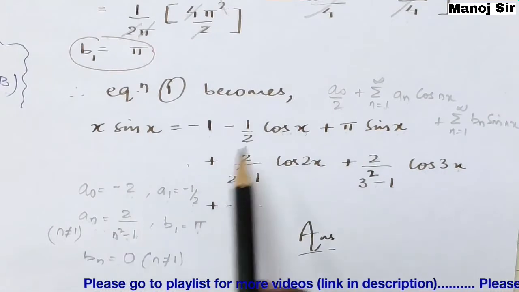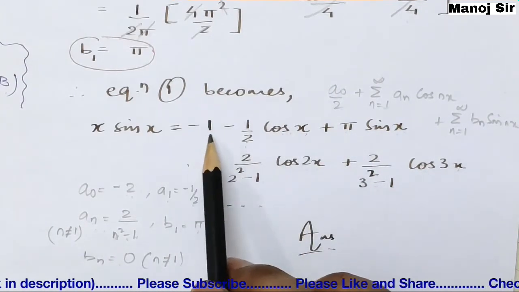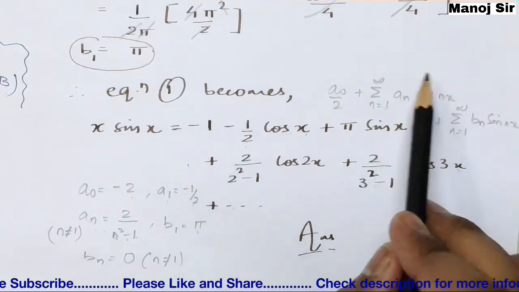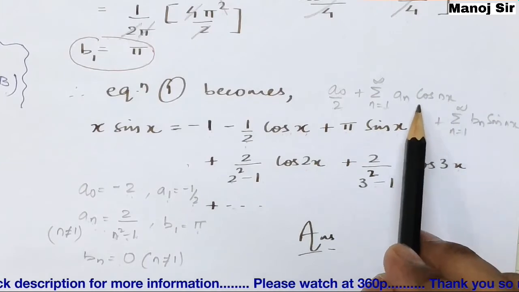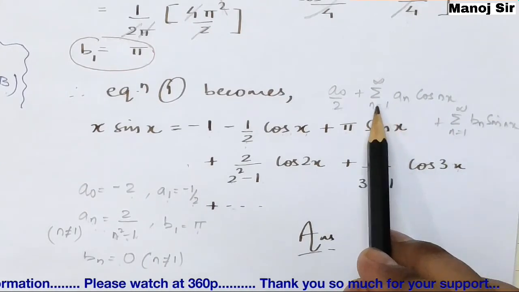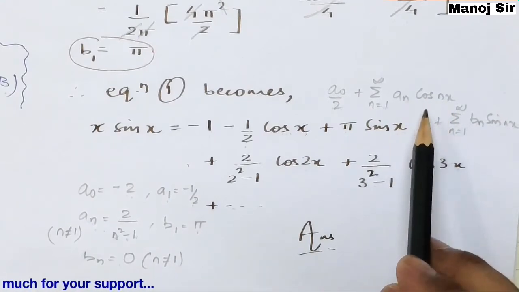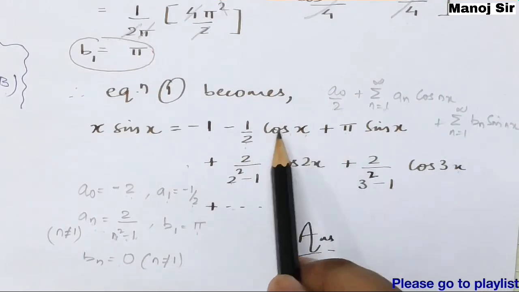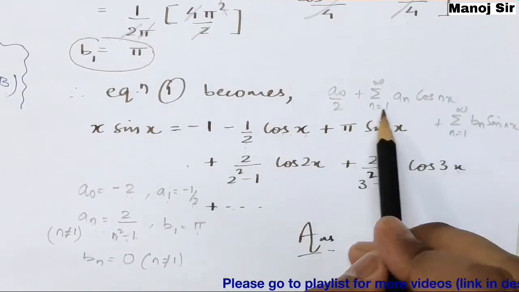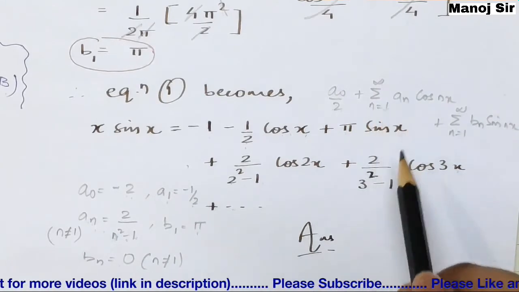So first we'll put a naught upon 2. What is a naught? That is minus 2. So minus 2 upon 2 will become minus 1. I hope this part is clear. Now first of all we'll find a n into cos nx. Put n equals to 1, so this is going to be a1 into cos x. What is a1? That is minus half. So minus half into cos x. While putting a n, the value of n goes from 2.